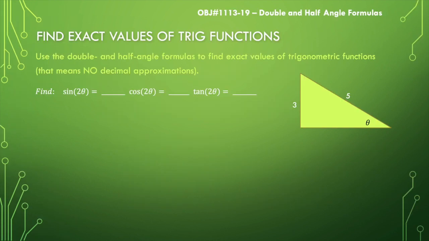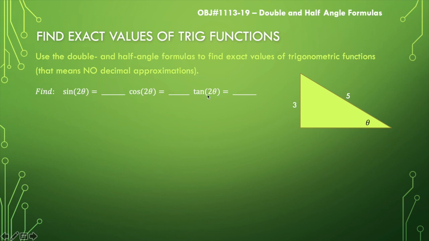Okay, so here's an example. We are going to use the double and half angle formulas to find the exact values of trig functions. And when it says exact values, that means no decimal approximations, okay? So let's say I'm given a right triangle here. And I'm telling you it's a right triangle even though it's not marked as a right triangle. And I know that I'm given an acute angle theta here, and the opposite side is 3, and the hypotenuse is 5. And I am tasked with finding the values for sine of 2 theta, cosine of 2 theta, and tangent of 2 theta.